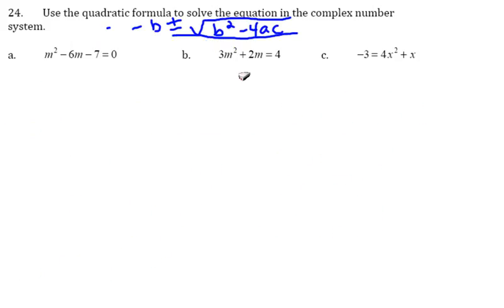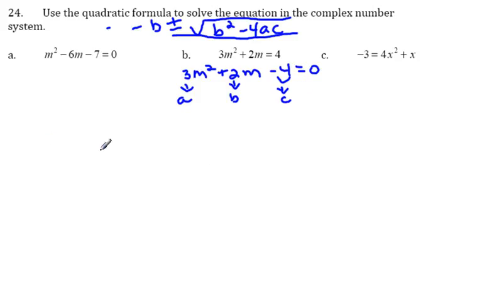Okay, now we're moving on to B. Okay, so this one is not set up in ax squared plus bx plus c form because it's not set equal to 0. So the first thing I want to do is subtract over the 4. So that means I have 3m squared plus 2m minus 4 equals 0, and 3 is my a, 2 is my b, and negative 4 is my c.